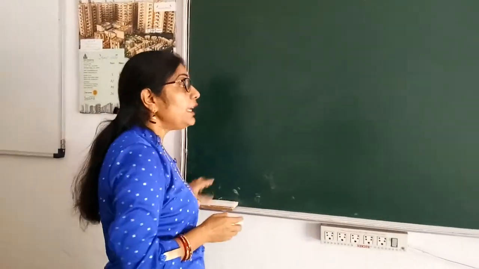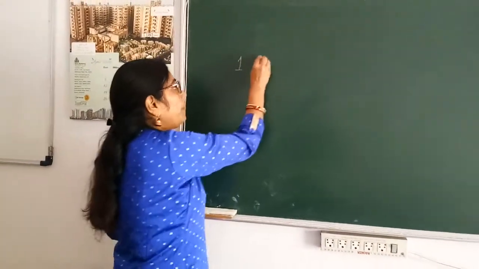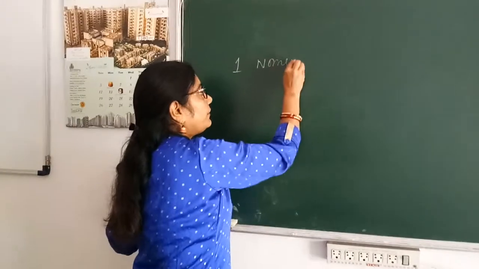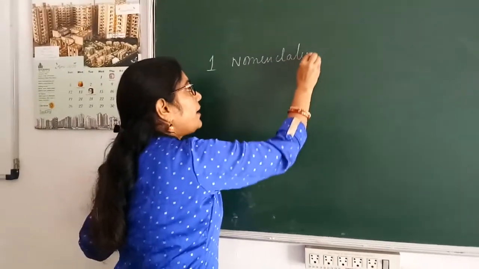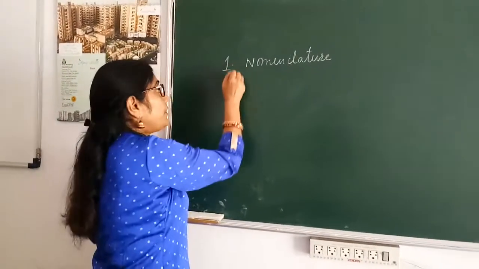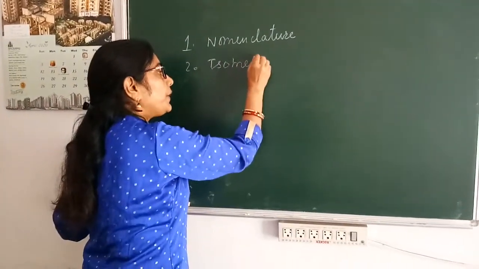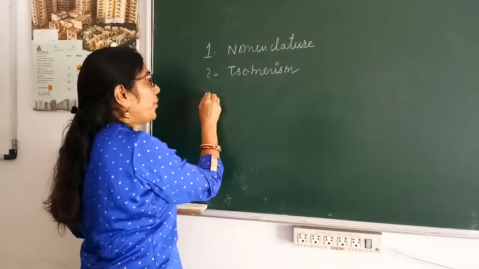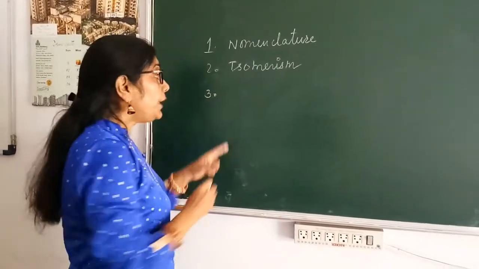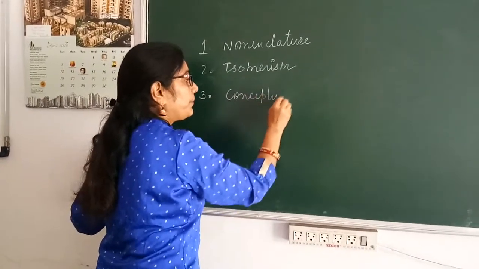And what are the types of questions normally asked from the lesson? Type 1 will be nomenclature, and that hardly comes for 1 mark, maximum 2 marks only. Second will be write the isomers for the following. So the second question will be based on isomers. Third will be the conceptual or reasoning questions.